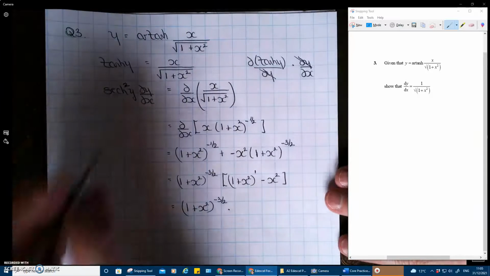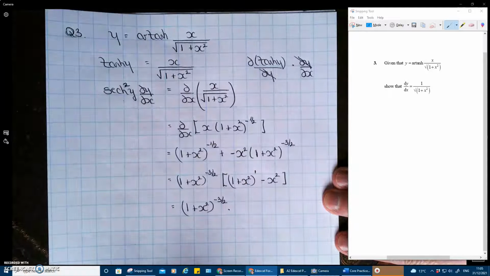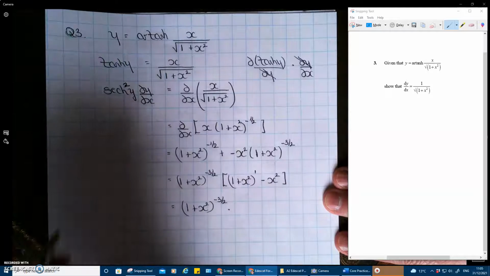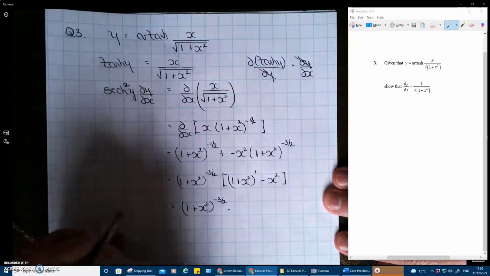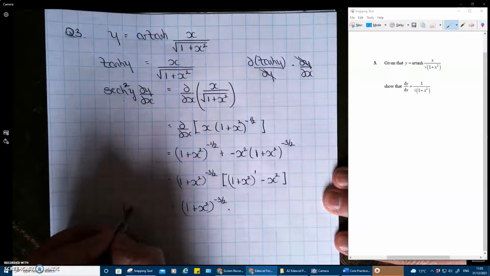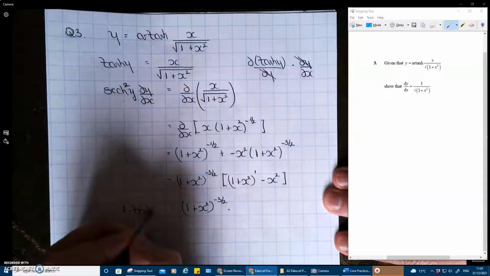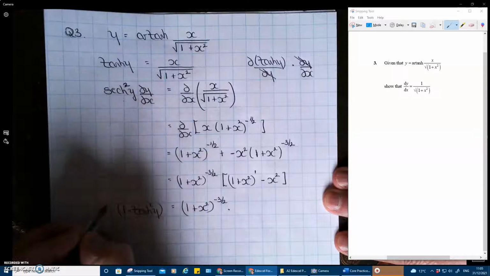Now left hand side, sec squared y is 1 minus tanh squared. So sec squared is 1 minus tanh squared. So I put down here 1 minus tanh squared y, and I've got the dy by dx.